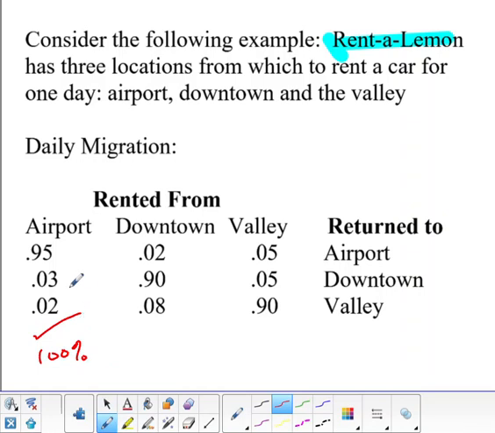And so I'm going to look at that first column and what that says, making sure we know how to read this. It's saying that 95% of the people who rent their car from the airport are going to return it to the airport. And 3% of them who rent it from the airport are going to return it downtown. So that's what that one is representing. And then 2% of the people who rent it from the airport are going to return it to the valley, or to location 3. And so that's a rental car company example.